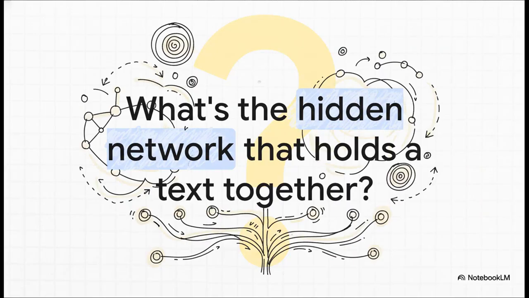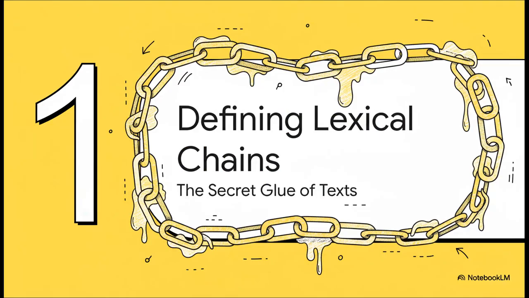See, in pretty much any piece of writing, there's this hidden network connecting words and ideas right under the surface. And being able to see this network, to map it out, is absolutely key for high-level textual analysis. That's exactly what we're going to decode right now. So what is this secret glue? What's holding everything together? Well, the answer, and this is the core concept you'll need to master for your exam, is something called the lexical chain.